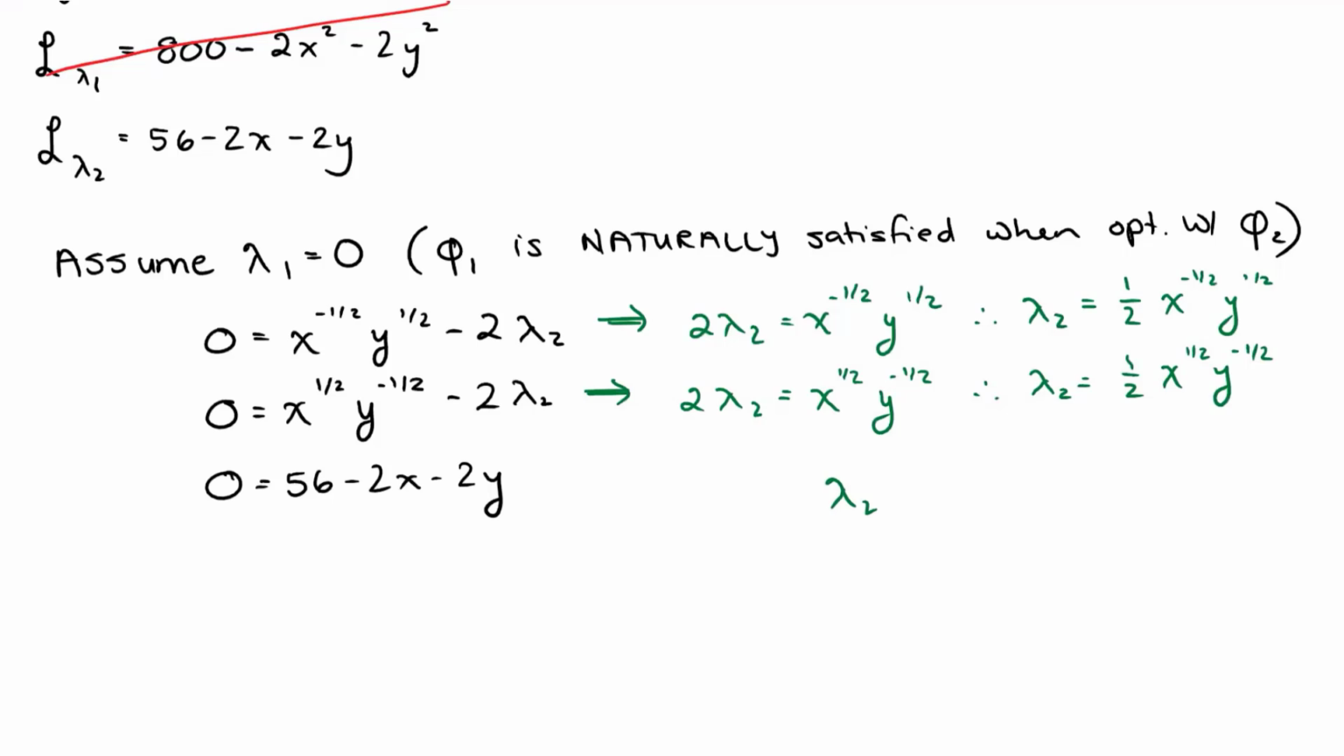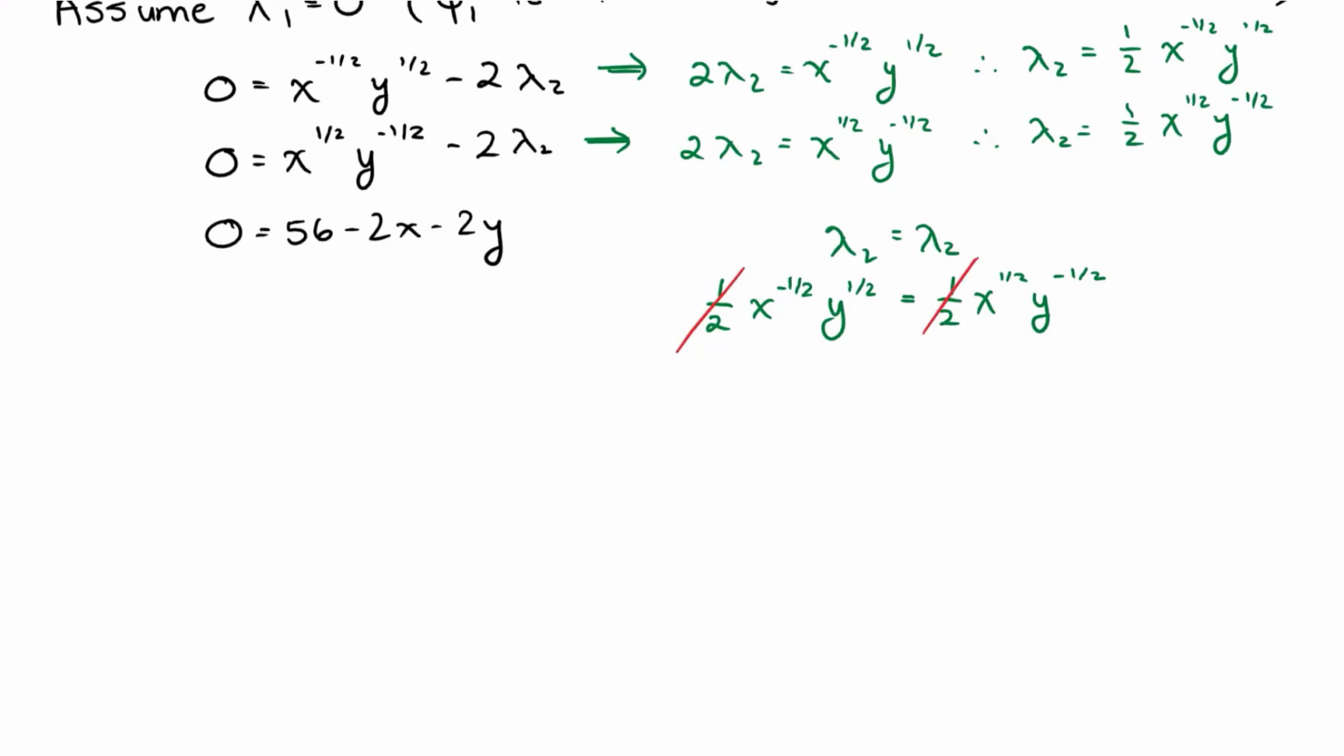Now, setting my lambda 2's equal to each other, from the first equation I had half x to the power of negative half, y to the power of half. And from the second equation, I have half x to the power of half, y to the power of negative half. So now my halves cancel each other out. I'm going to rewrite this as y to the power of half over x to the power of half is equal to x to the power of half over y to the power of half. I can cross multiply and I get y is equal to x.